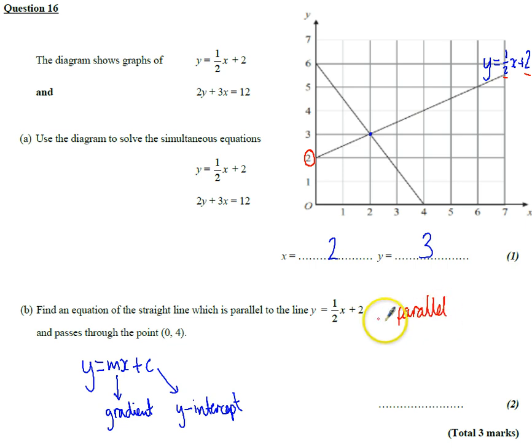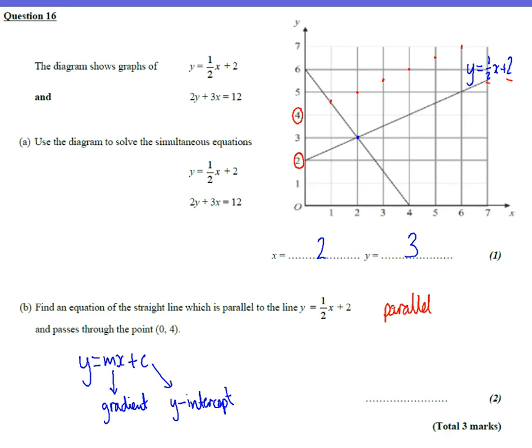But we want it to go through 0, 4. Well, 0, 4 is here. That's convenient because that already is our y-intercept. So if you think about what the line looks like, it's going to go across one, up by the gradient, which is 1/2 a square, across one, up 1/2 a square, and so on like that.